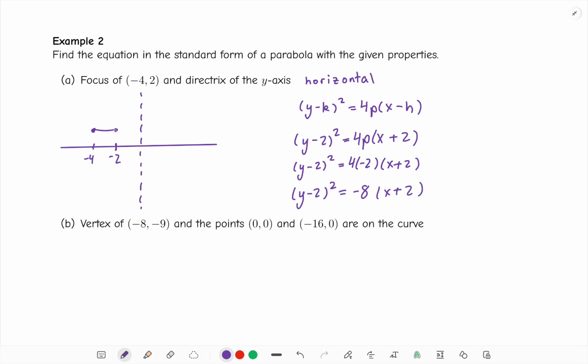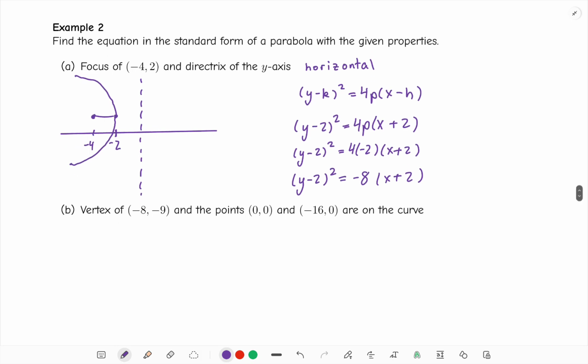And I'm going to clarify the reason why I know it's opening to the left: the parabola always hugs the focus, or it shies away from the directrix, whichever way you want to look at it. So there's the equation of this parabola.